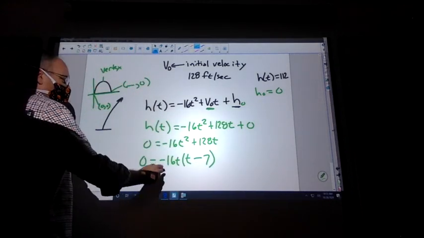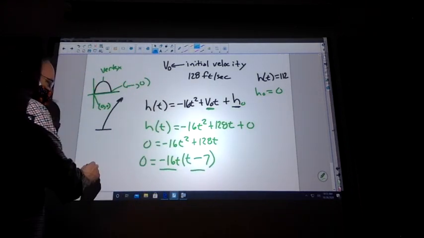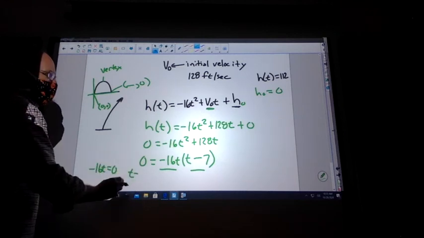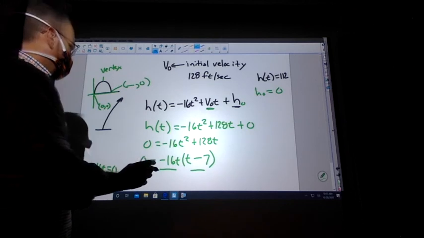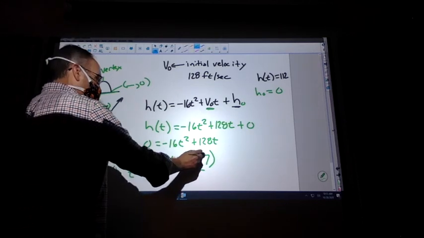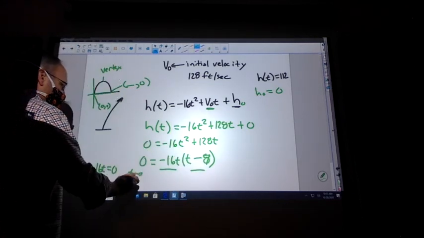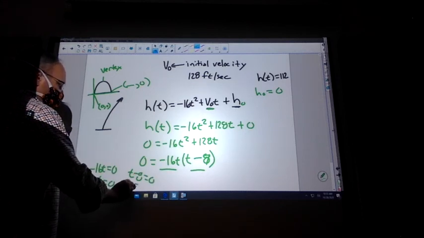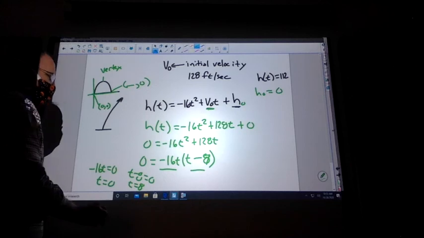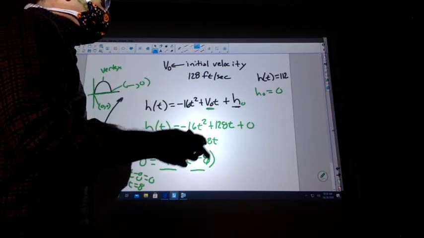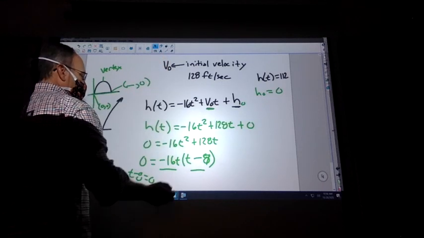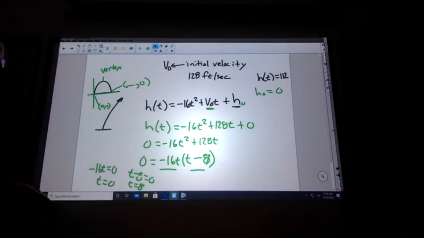Cool. So if I set each of these equal to 0, I get negative 16t equals 0. Oh, sorry, it's 8, not 7. It's 8? Yeah. That's an 8, okay. So it's 0 and 8. Oh, I didn't find where it came back down to the ground, did I? Yeah, so at 8 seconds it's back at the ground, 0 seconds it was at the ground.